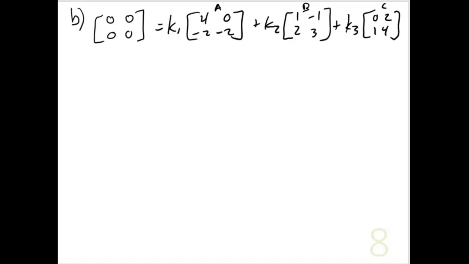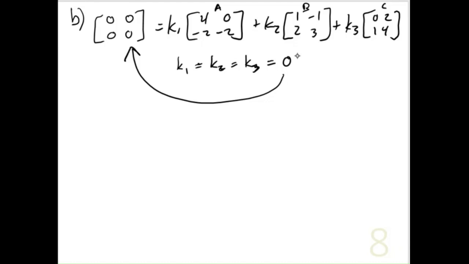I think we can all see quite easily that if k1, k2, and k3 are all equal to 0, then we would get this 0 matrix. So in this instance, that would be a solution, and we could say that this 0 matrix is indeed a linear combination of A, B, and C. So that one's easy enough to recognize.